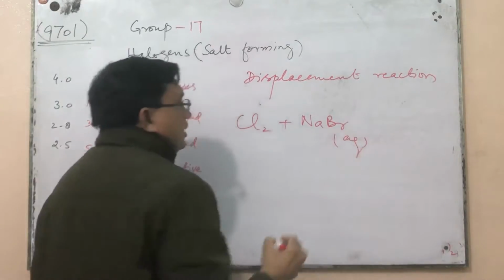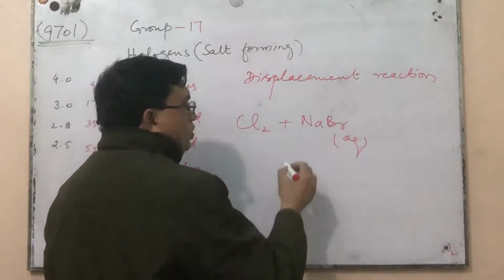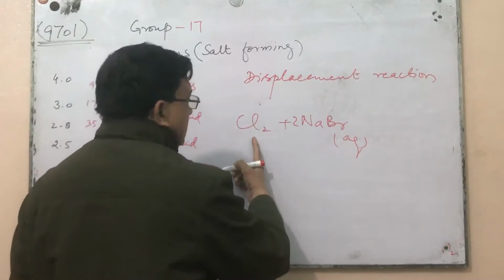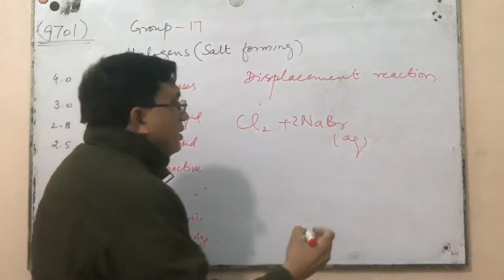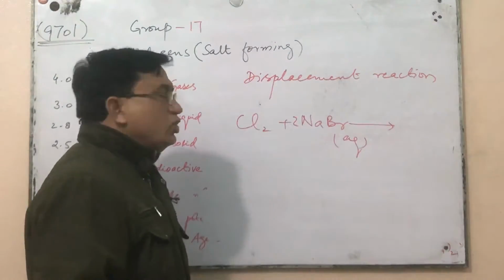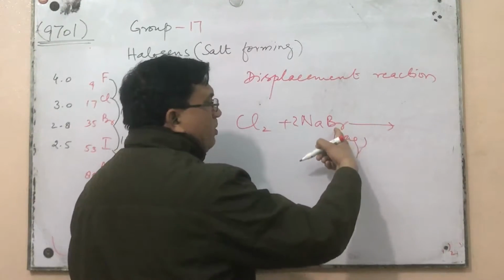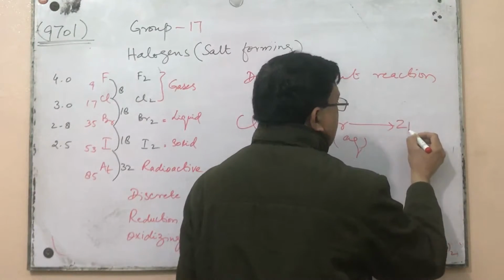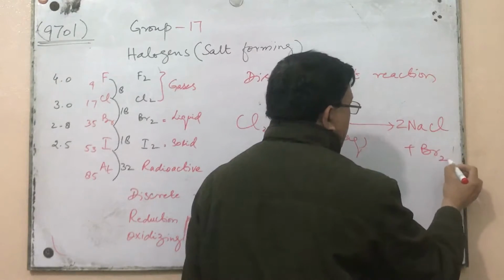If we pass chlorine gas through sodium bromide aqueous solution, what will happen? Its color is greenish yellow. But when we pass the chlorine through sodium bromide, which is colorless, immediately due to the bromine, a red-brown color will appear and the reaction will take place like this: NaCl plus Br2.